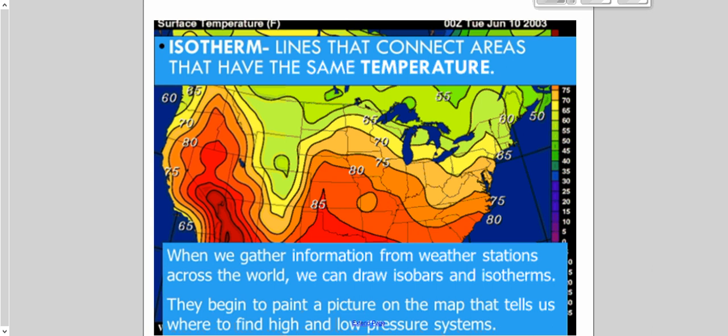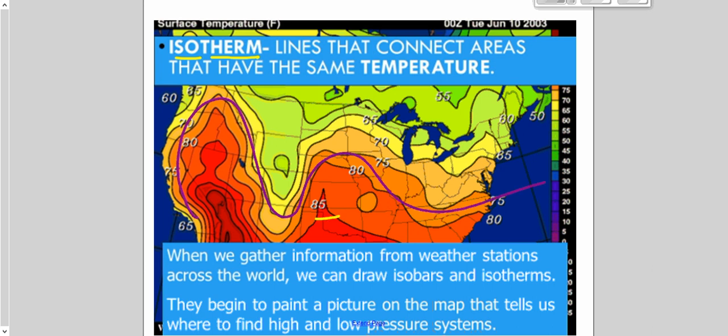Sometimes we'll see lines that connect areas of the same temperature. We call these lines isotherms. Again, iso meaning the same, but therm from the word thermometer, where we talk about the same temperature. In this map, we can see where the sharp contrasts are between cooler and warmer temperatures. It's always interesting to note that the sharpest contrast that we notice between the highs and the lows often marks the location of the jet stream.